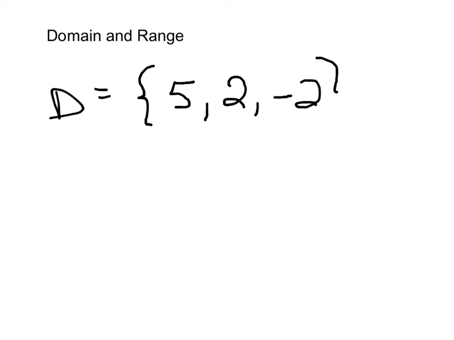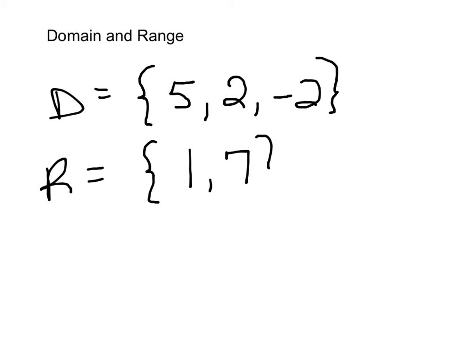On the third example, we would take the x values for our domain. So they would be the set of the numbers 5, 2, and negative 2. The range is all the possible answers we had, and that was just 1 and 7.